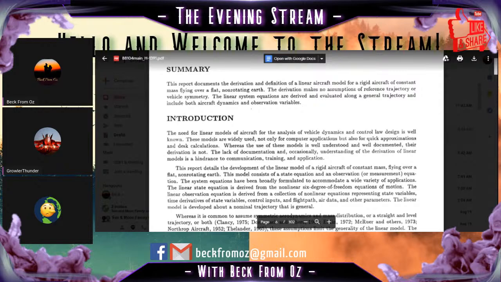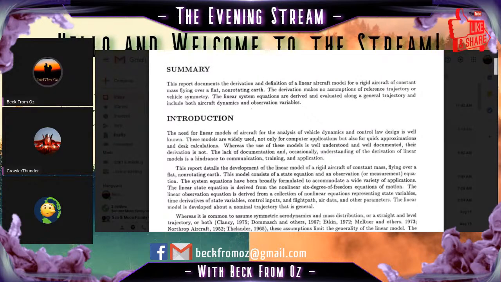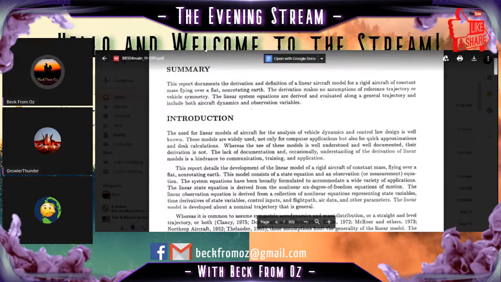Right there, summary. Okay, so it says right there, summary. This report documents the duration and definition of a linear aircraft model for a rigid aircraft of constant mass flying over a flat, non-rotating surface. Well, this is a NASA document, so could someone please explain to me what they're talking about? They're saying it's a flat, non-rotating surface. This is how they get their calculations for flight. So you have a look at Flight Tracker and you can work it out.